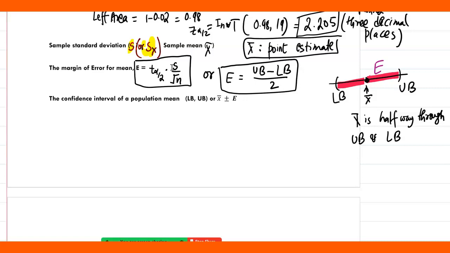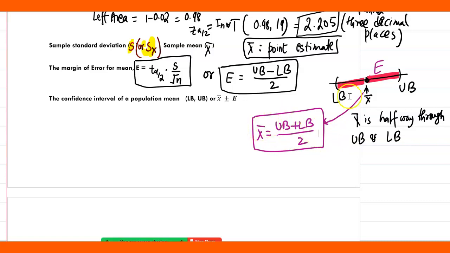And here I'm going to write something. Also, to find x bar, sometimes we use upper bound plus lower bound divided by 2. That's the formula for point estimate. To find x bar, you add the upper bound with the lower bound and divide by 2 to get the point estimate x bar. Okay, all right, and this is called the confidence interval for a mean.